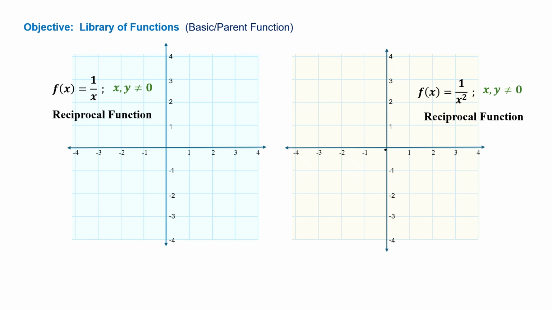Now the last but not the least is the reciprocal function with two different givens. The first one is 1 over x and the second one is 1 over x squared. In both of these, x cannot be 0 because division by 0 is not allowed, and y cannot assume the value of 0. This exclusion in the domain is reflected in the graph as an asymptote. So x not equal to 0 gives a vertical asymptote in the graph, and y not equal to 0 gives a horizontal asymptote.